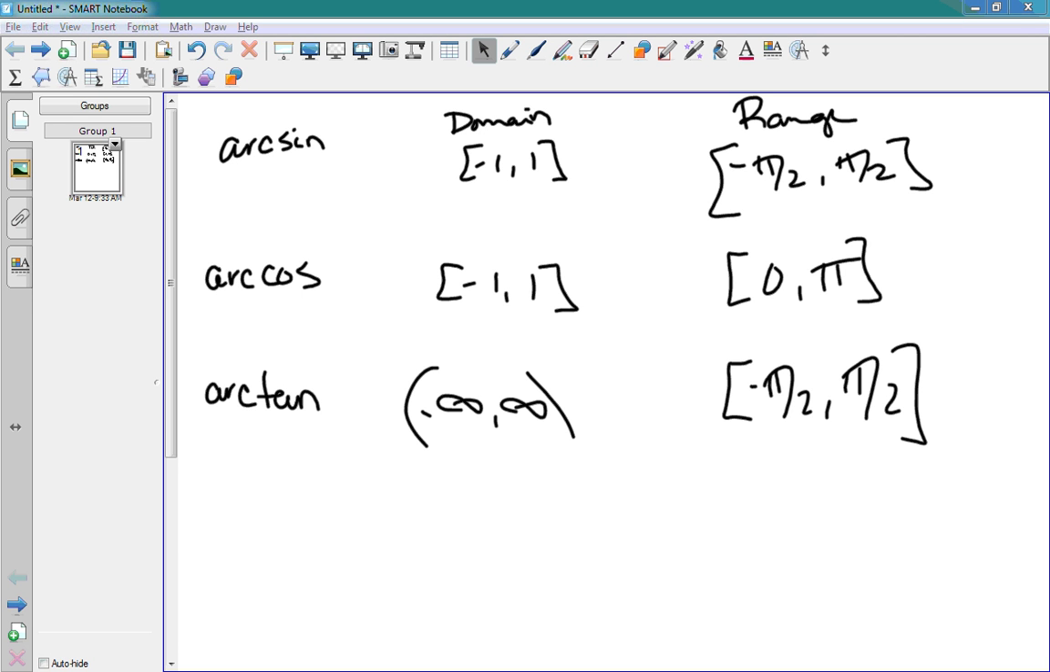So the first thing we need to talk about is understanding the arc sine, arc cosine, and arc tangent. Domain is -1 to 1 for sine and cosine. For the tangent, it's from negative infinity to infinity. The range for arc cosine is from 0 to pi. For the arc sine, it's from -pi/2 to pi/2. And for the arc tangent, from -pi/2 to pi/2.